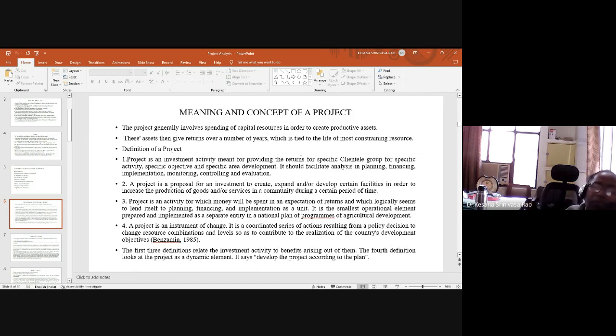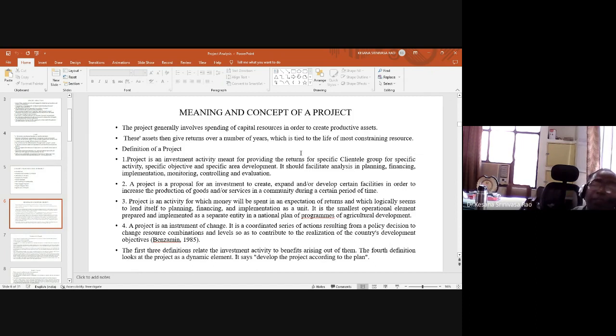and these things must be thoroughly followed within a certain period of time. Time is the ultimate objective. Within the stipulated time you want to do all these things. If the time bar is not restricted, or if within the stipulated time you are not able to complete the activities which you have thought of, or whatever proposal you have framed, then no project will become successful. In that way also a project can be defined. A project is a proposal for an investment to create, expand, or develop certain facilities in order to increase the production of goods and services in a community during a certain period of time.